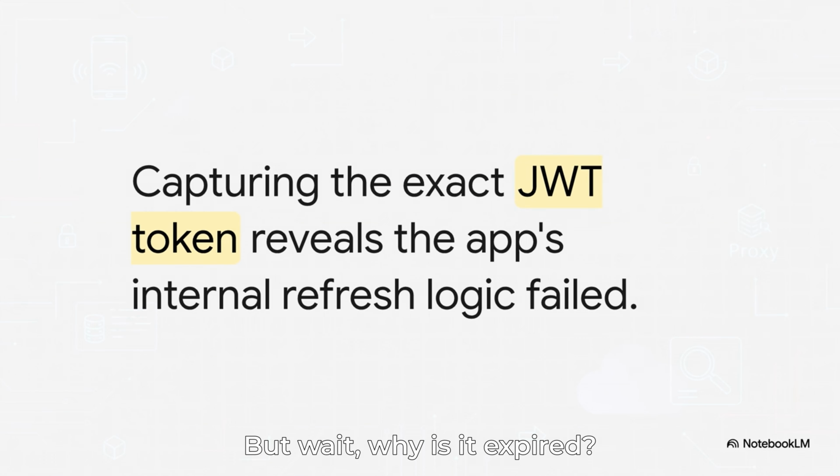But wait, why is it expired? If we flip over to the Request Headers tab for that exact same network call, we can capture the actual JWT authorization token the mobile app tried to send. Inspecting this reveals the real culprit. The app's internal token refresh logic totally failed. It sent an old token to the server instead of requesting a fresh one.